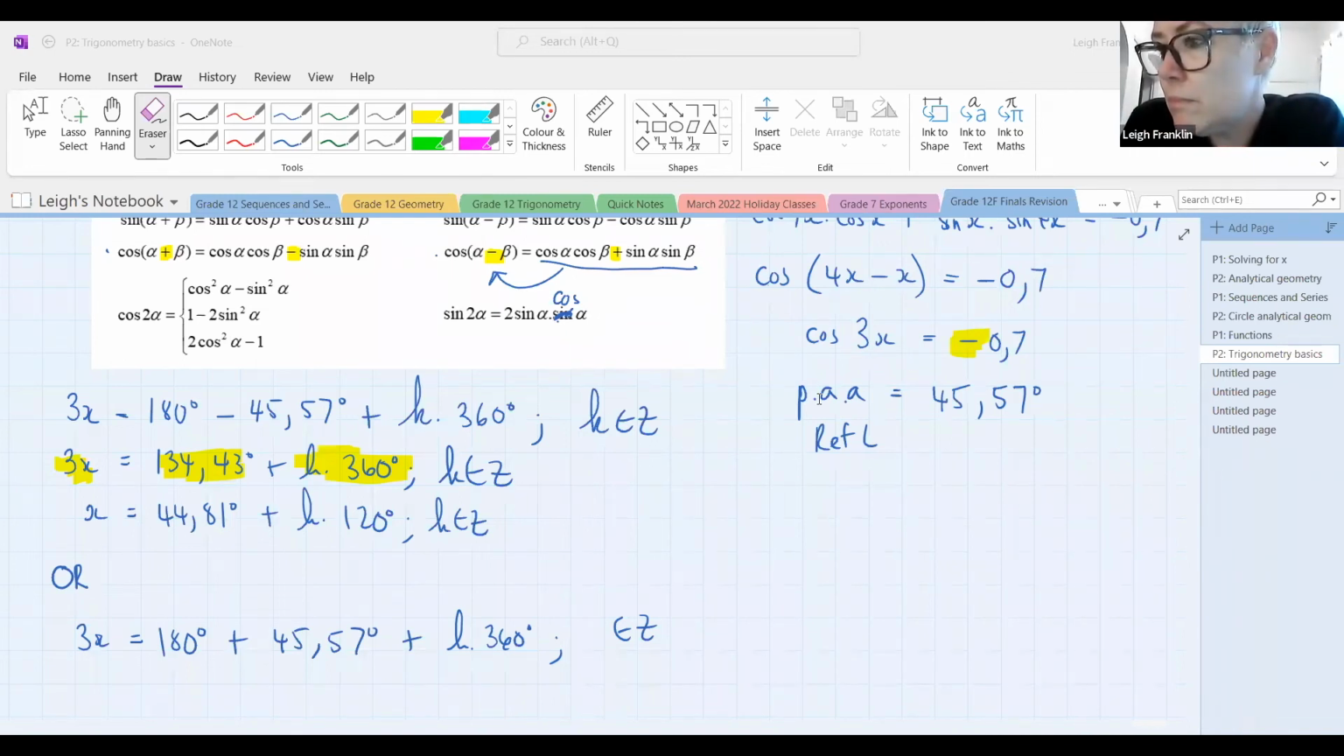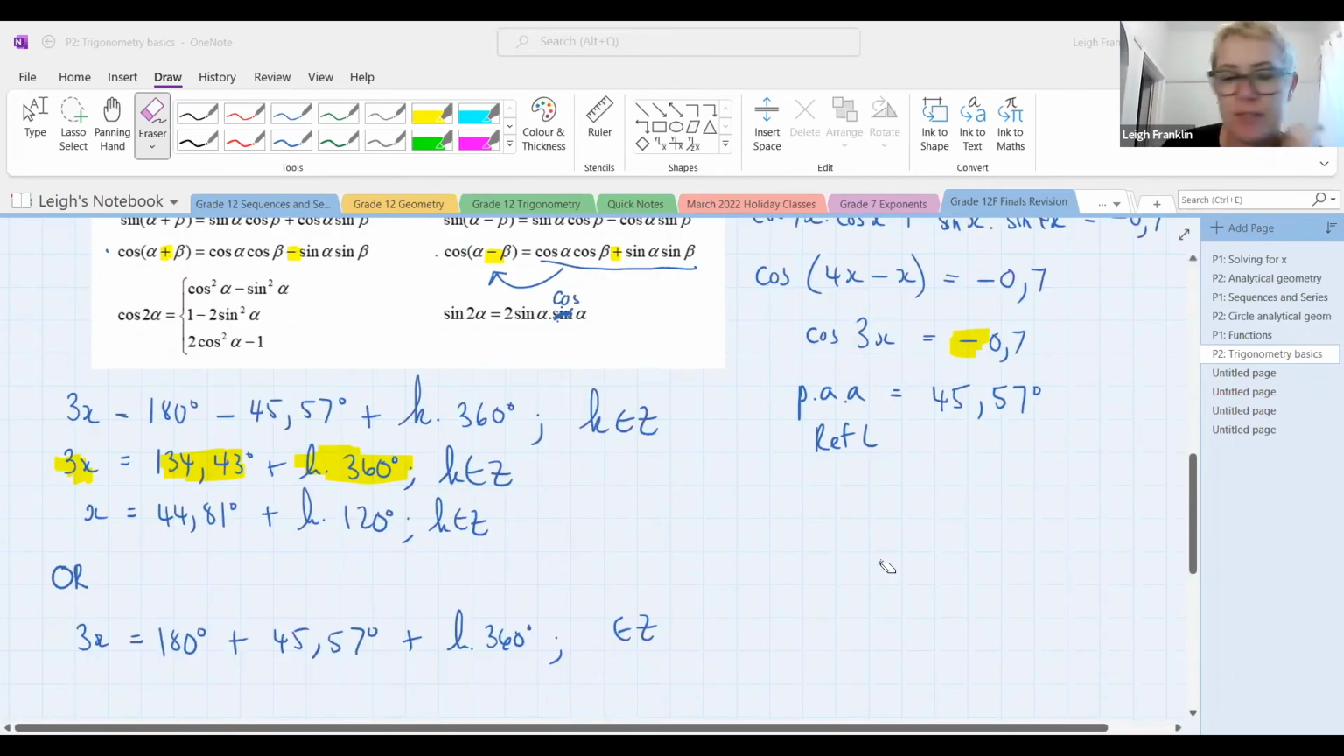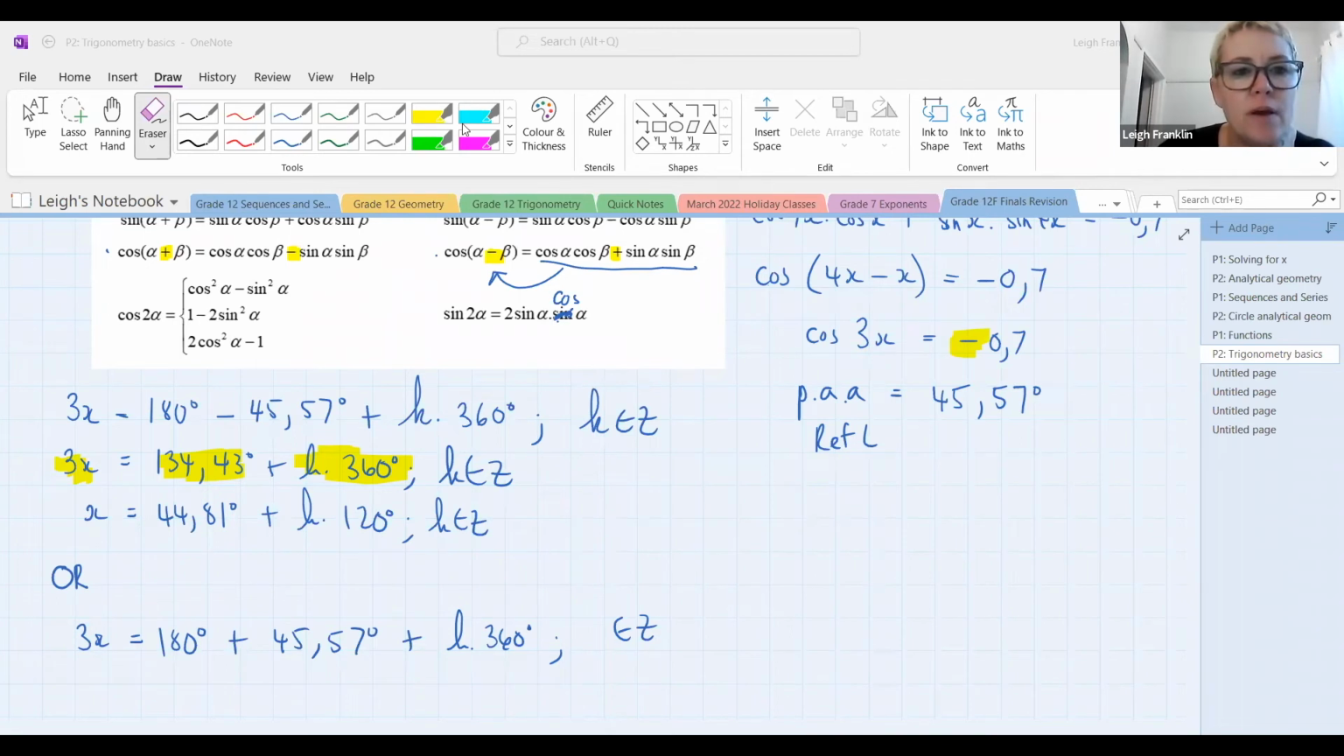I've always had a problem with writing the plus k times 360, k as an element of Z. Ma'am, are there different parts whereby, if my reference angle is negative or positive, I don't understand the part where we say x equals 180 minus 45.57. Okay, all right.